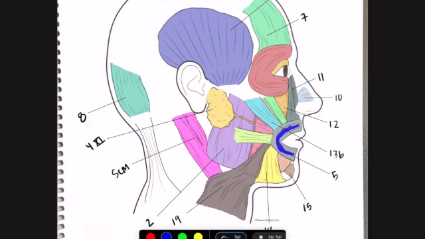So, number 5 is going to be orbicularis oris. Number 6 is going to be orbicularis oculi. Orbicularis is kind of like just a muscle that makes a circle. And then oris is mouth, oculi is eye. That helps you.